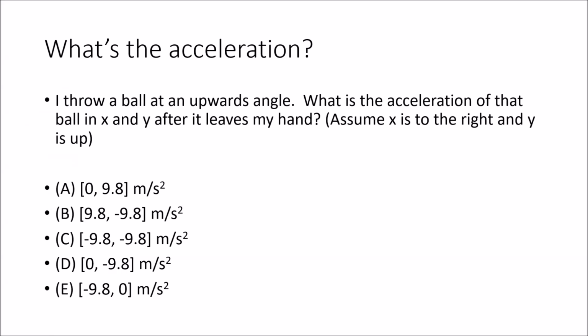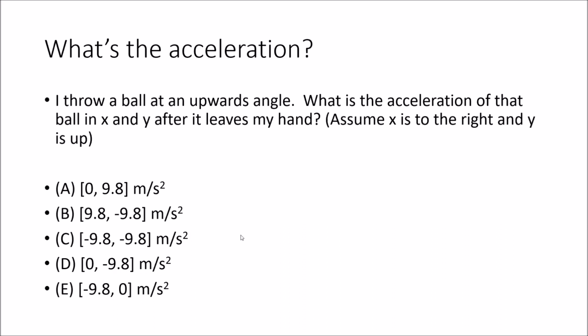I throw a ball at an upward angle. What is the acceleration of that ball in x and y after it leaves my hand? And we're using the notation where you have the x component first and then the y component second. Last time we determined that the correct answer was D: the acceleration in x is 0 and the acceleration in y is negative 9.8 meters per second squared.